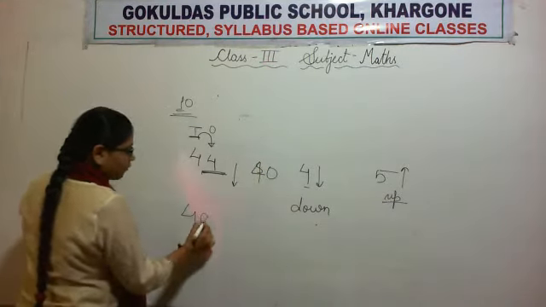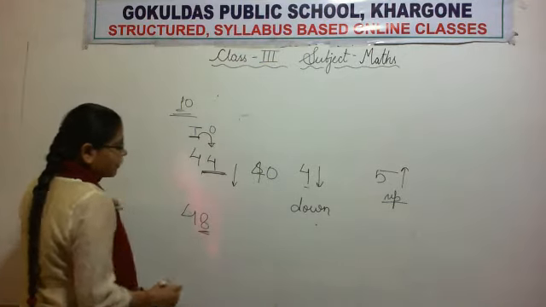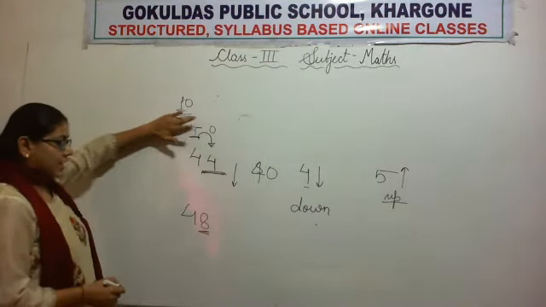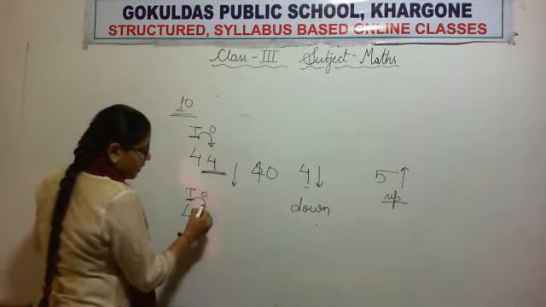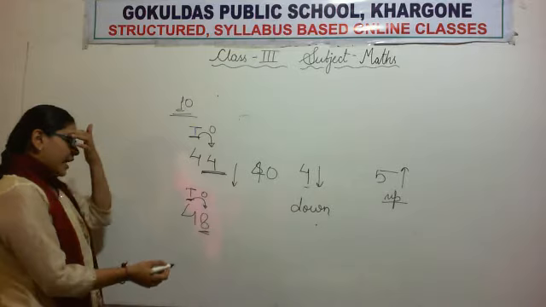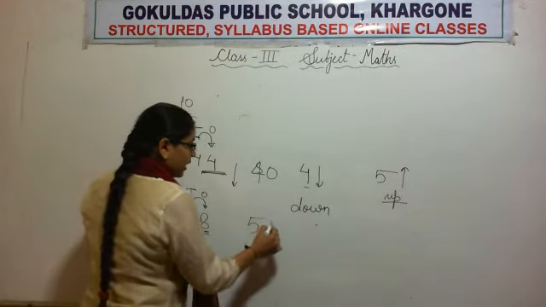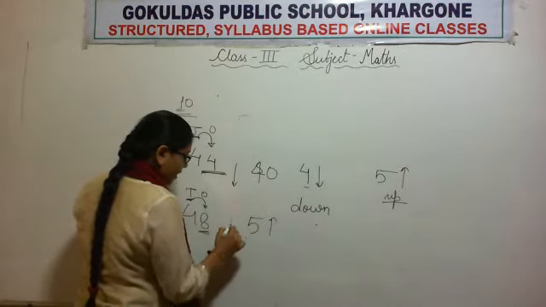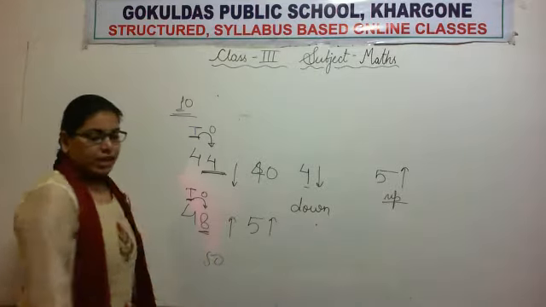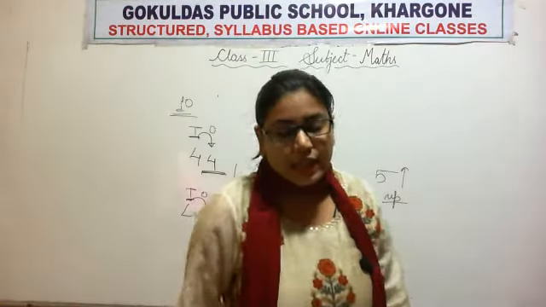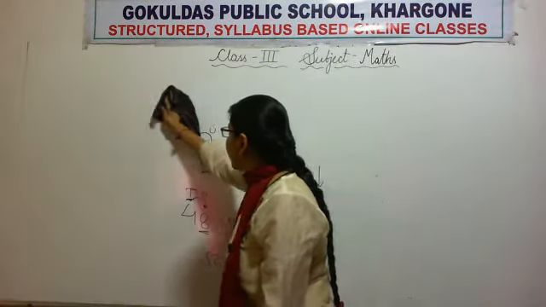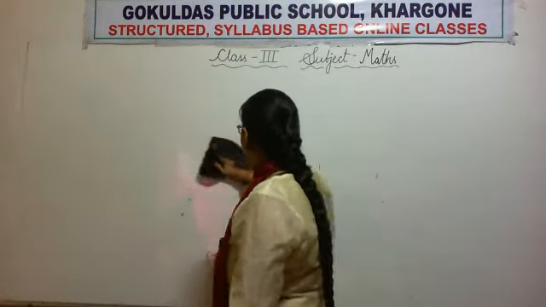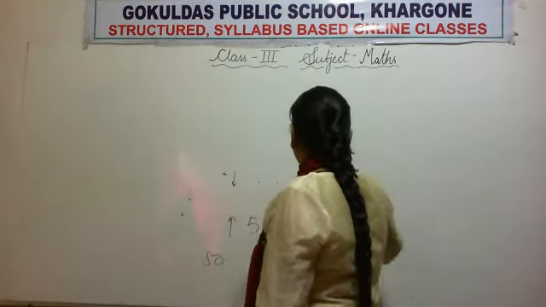And 48 was also there. Let's check again. We are rounding off to the nearest tens. This is our tens place. We will check the number right of it. This is number 8. Number 8 is greater than 5. It means we will round it up to 50. This is how we can do the rounding off. There are two methods. Whatever method is easy for you, you can use that method.